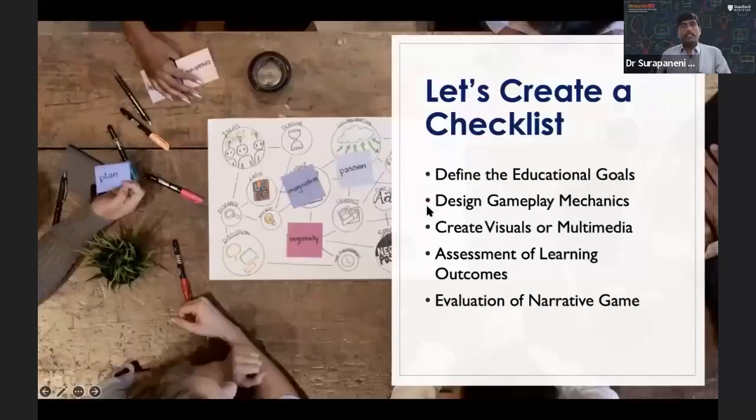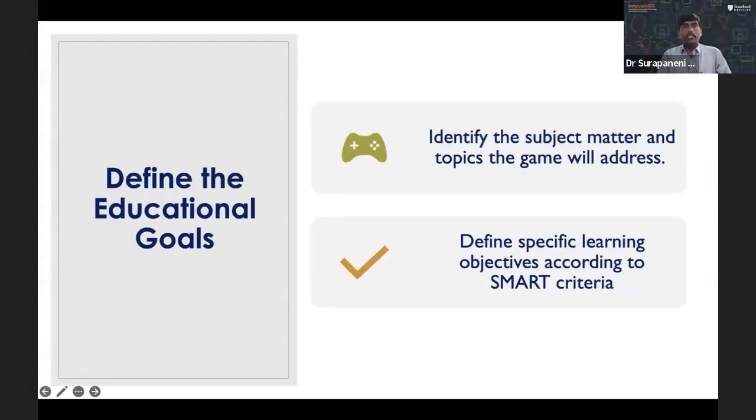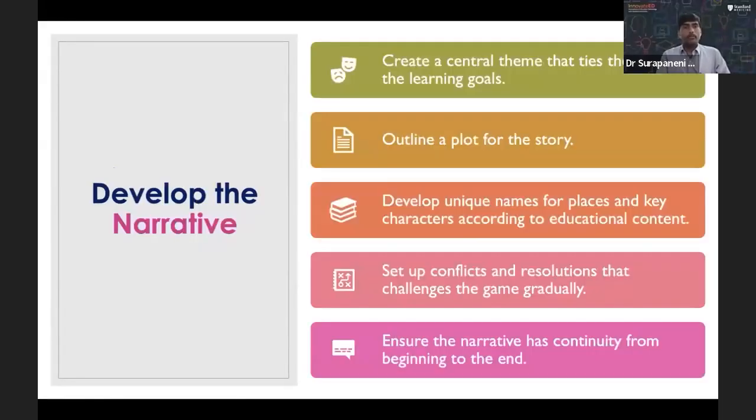So let's create a checklist. Define the educational goals, then design gameplay mechanics, create visuals or multimedia, assess learning outcomes, and finally, evaluate the narrative game. So, define the educational goal. You have to identify the subject matter and topics the game will address. And based on that, we have to define the specific learning objectives according to the SMART criteria, that is specific, measurable, achievable, relevant, and time-bound.